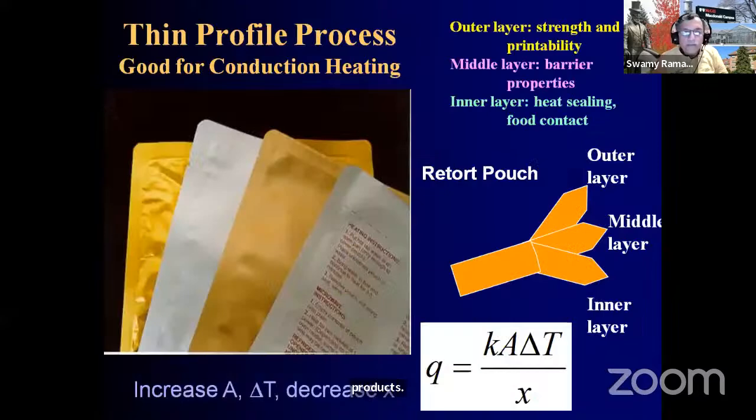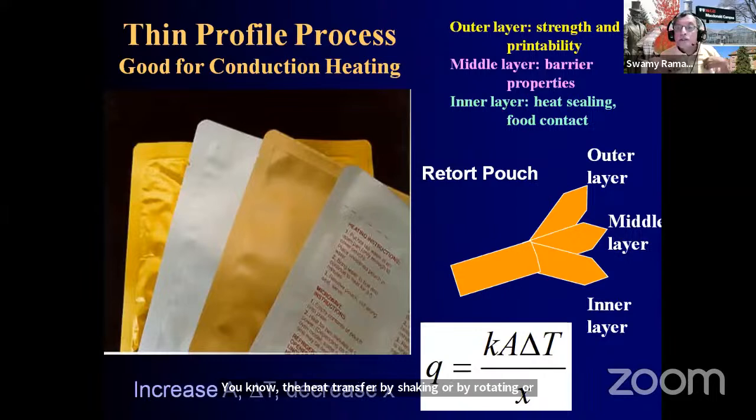So the last of them. The previous ones are all convection heating. If you have a conduction heating product, a solidly packed product, you cannot agitate, you cannot improve the heat transfer by shaking or by rotating or whatever. So you need to use a different approach for a conduction heating product. That's why in the conduction heating equation, we make use of this X, which is the thickness.